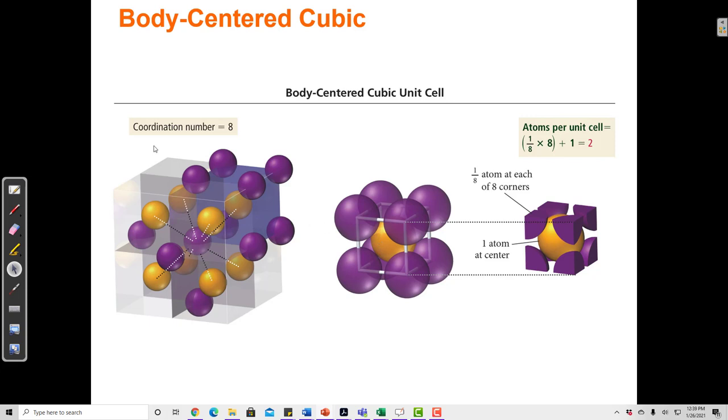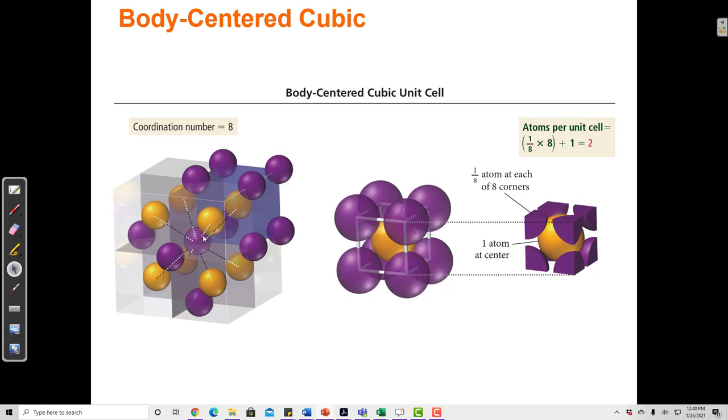So when I'm trying to determine the coordination number, which is how many atoms are directly touching each atom, I would look at this one and say, well, it's not touching any of the other purple ones because there's a little tiny gap in between the purple ones, but there's no gap in between the purple and the gold. So this one is touching 1, 2, 3, 4, 5, 6, 7, 8 atoms.